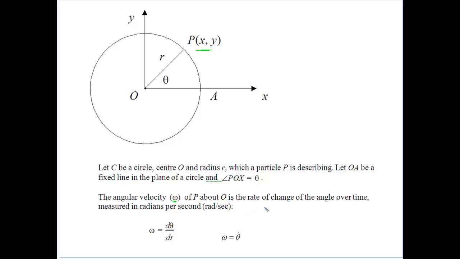So the angular velocity is the rate of change of the angle over time. So we measure that in radians per second. So that's important too when we get to some problems. So our omega there could be written as d theta dt, or we could write omega as theta dot. So that's what we're talking about.